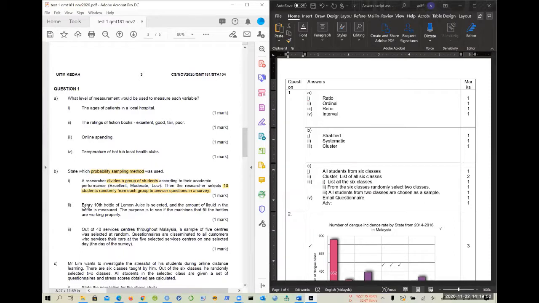And then the second one: every 10th bottle of lemon juice is selected. So these are the keywords. Just look at every 10 bottles.